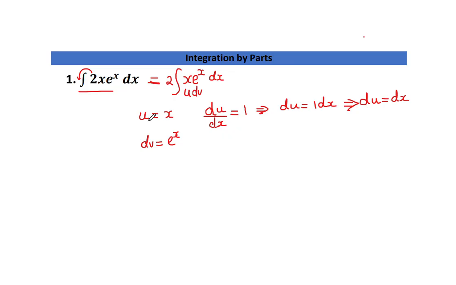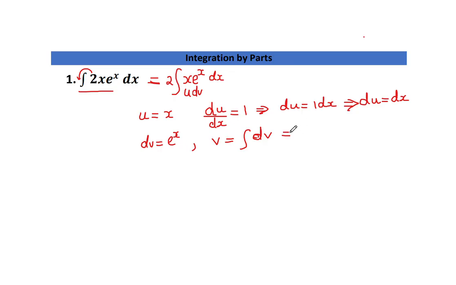So now we have u and we have du. We also have dv here, which we assigned as e to the x. So from dv, I will compute v by integrating dv. At all times when you're integrating by parts, whatever term you assigned as u, you will need to differentiate it to get du, and whatever term you assigned as dv, you will integrate it to get v. So here I'm integrating dv to get v. Of course, this is also with respect to x.